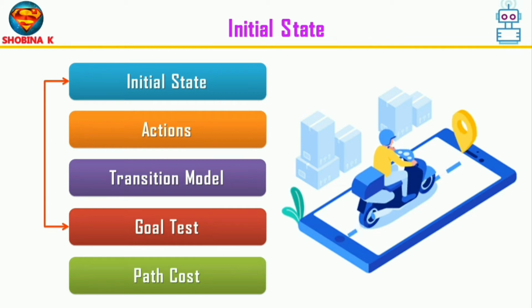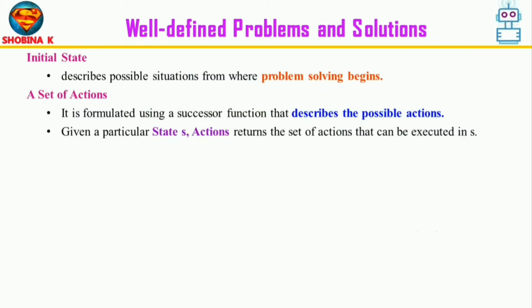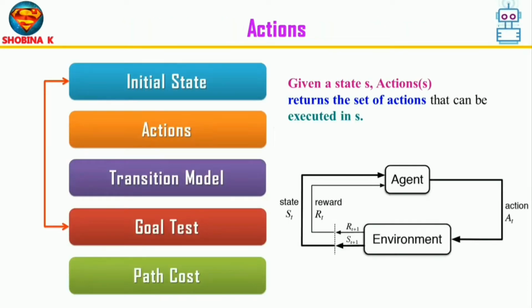For example, if a taxi agent needs to get to location B, but the taxi is currently at location A, then the initial state of the problem would be location A. The second component that describes the problem is a description of possible actions available to the agent. For a given state S, actions returns a set of actions that can be executed in S. We can say that each of these actions is applicable in S.